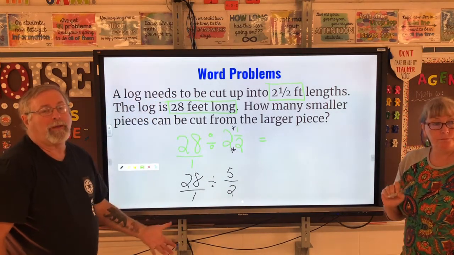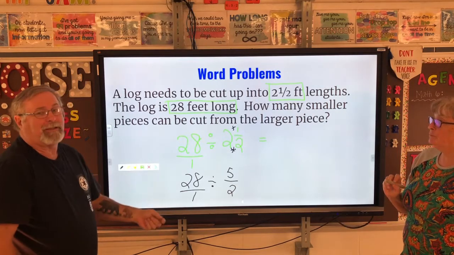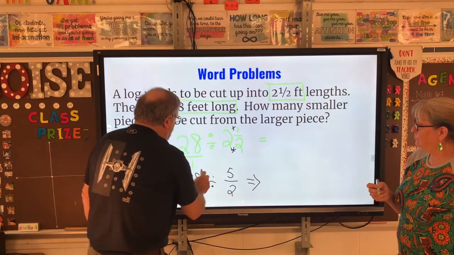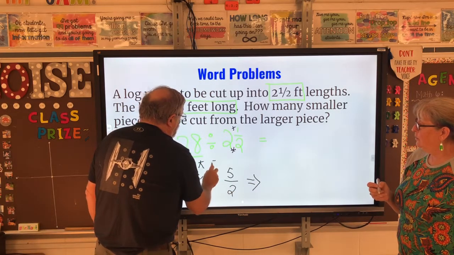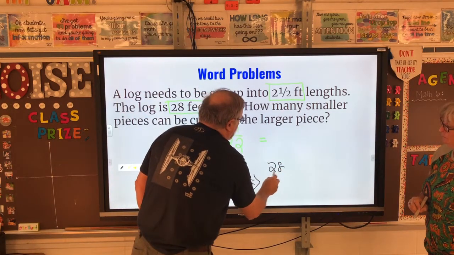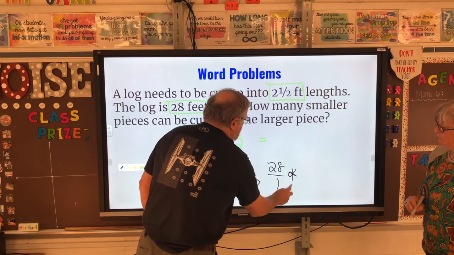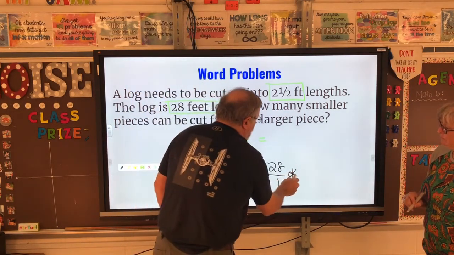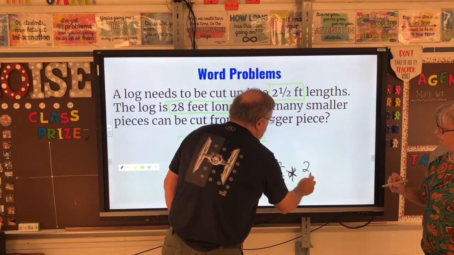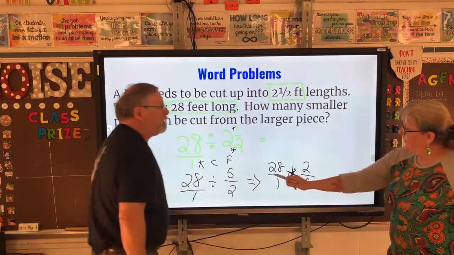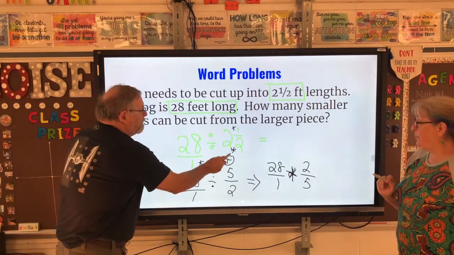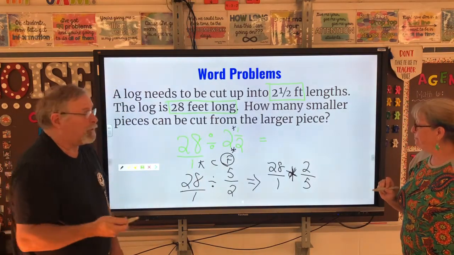Now, the reason division isn't hard is because we actually turn it into multiplication. So how do we do that? Well, we keep, change, and flip. So we're going to end up with 28 over 1 times 2 over 5. That's called using the reciprocal of that fraction. Flip is really just the reciprocal.